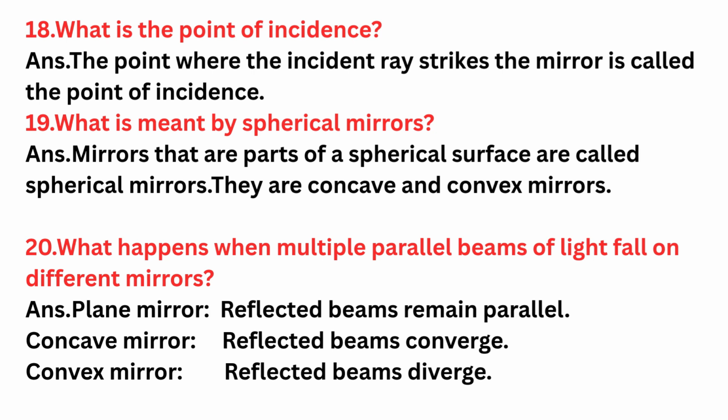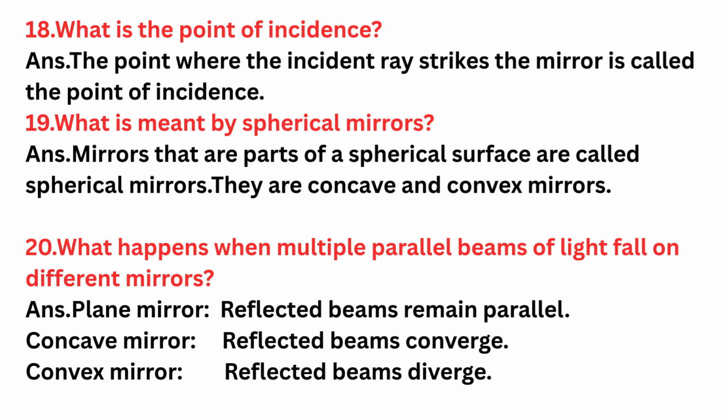Question number 18. What is the point of incidence? And answer. The point where the incident ray strikes the mirror is called the point of incidence. Question number 19. What is meant by spherical mirrors? Answer. Mirrors that are parts of a spherical surface are called spherical mirrors. They are concave and convex mirrors.